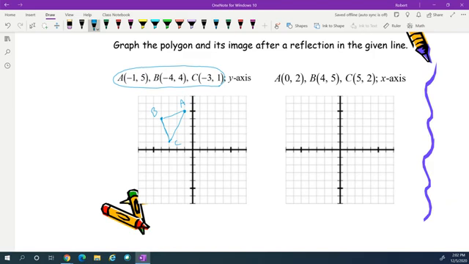We're going to graph over the y-axis. So identify the y-axis. That's our line of reflection. Now, again, imagine taking this graph and just flipping it over that red line, the y-axis. Well, A was 1 to the left, so A prime is 1 to the right.